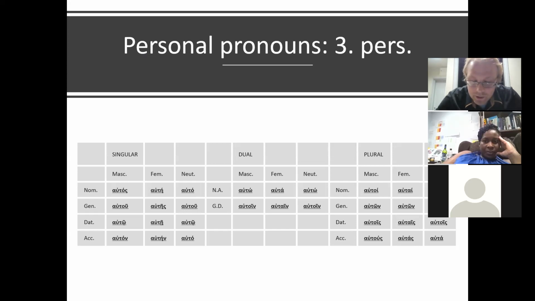And you can see here that this time I have actually included the rare dual number in the paradigm, just to give you an impression of how they look. However, I don't expect you to learn them by heart. But take some time to contemplate this paradigm, since I want to read through all the forms.